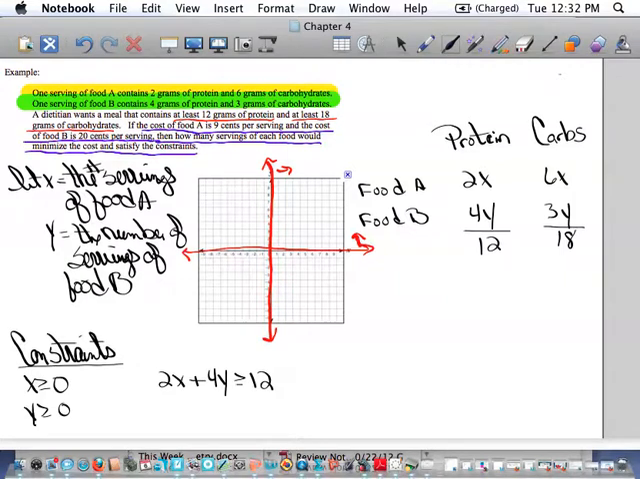So when we solve this for y, we get 4y is greater than or equal to negative 2x plus 12. So y is greater than or equal to minus 1/2 x plus 3. So we have a y-intercept at 3 and a slope of negative 1/2. So we can go ahead and put in that line.